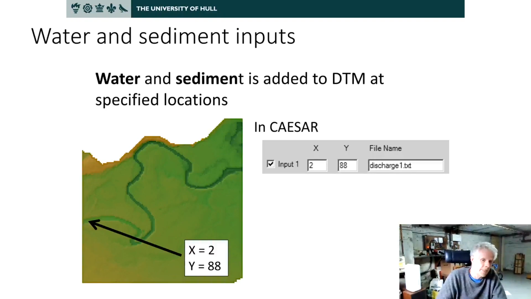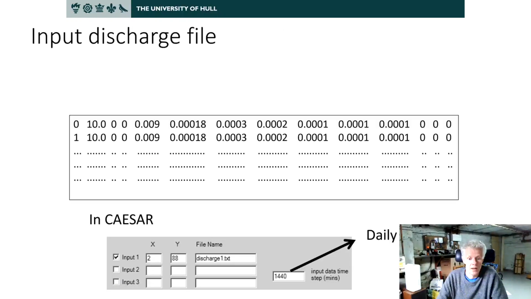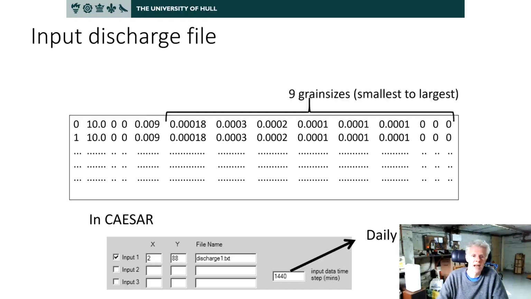So you can add water as rainfall, or you can add water and sediment at specified locations if you want to run CAESAR-Lisflood in reach mode. You can have an input discharge file, where you can input the water in, and we'll go through these in a tutorial hopefully. And these are the different lines in this input discharge file. We have the time, the discharge, then we have the sediment, and we have all the different grain sizes of sediment that's input.